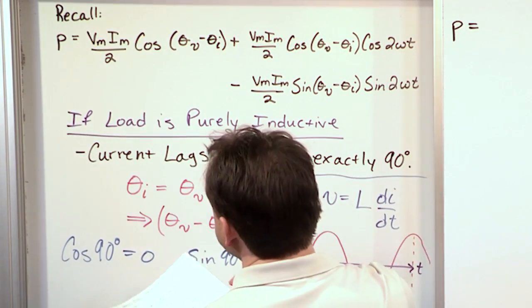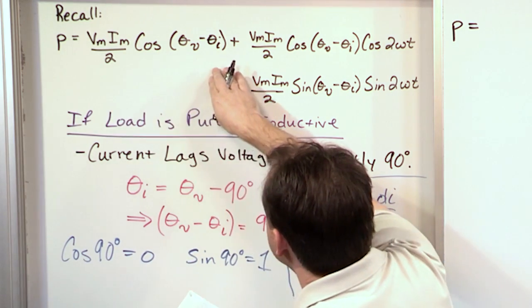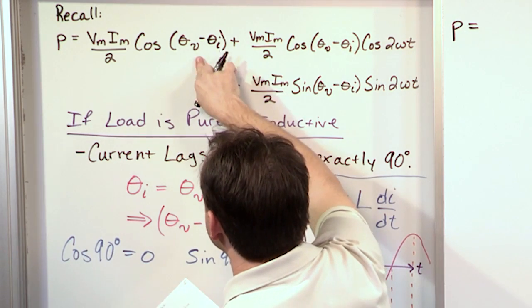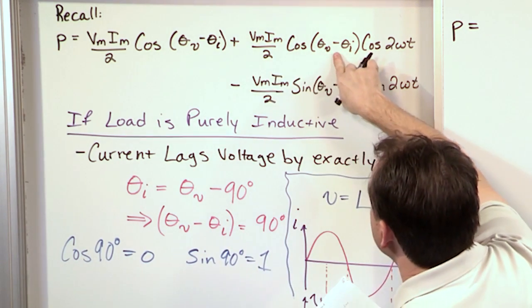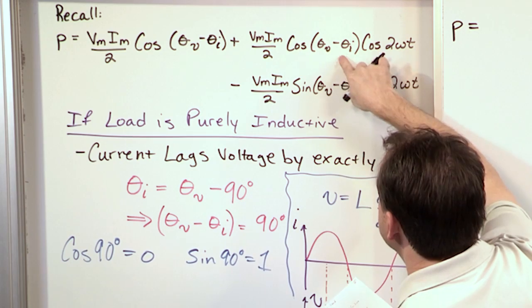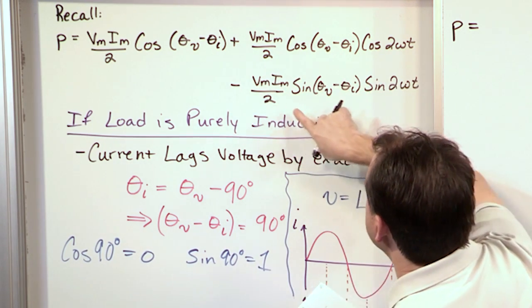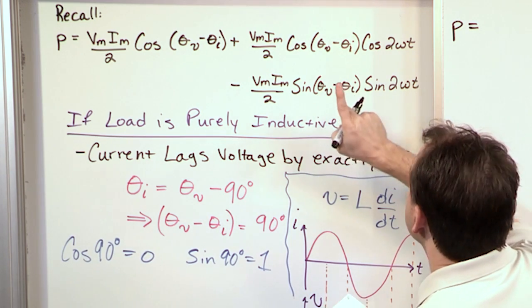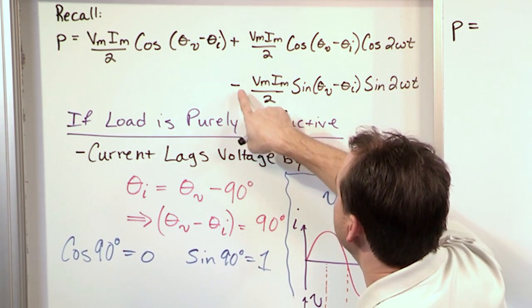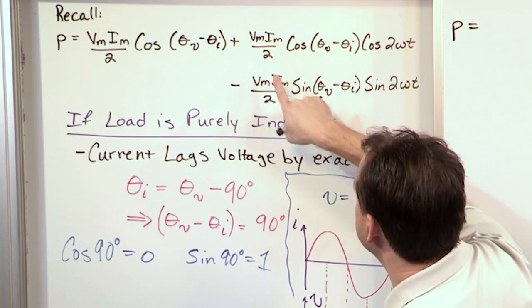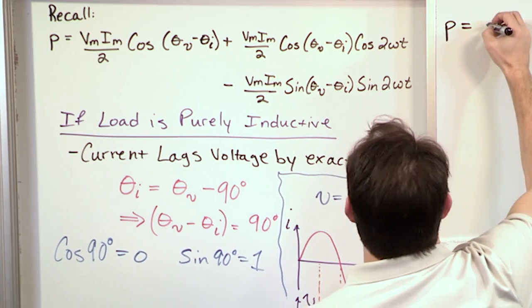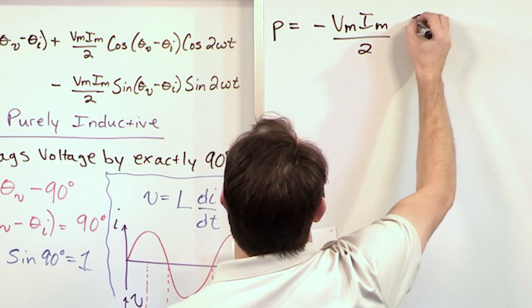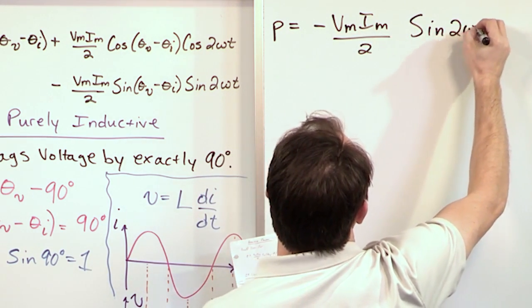What we have, this first term is going to actually disappear because it'll be cosine of 90 degrees, which is 0. So this disappears. Here's a cosine of 90 degrees, so this disappears too. So the only term that we have is this term, but notice we have sine of 90 degrees. Sine of 90 degrees is 1. So the only thing in this instantaneous power is the negative, these coefficients here, and then this guy at the end. So what you have is negative Vm Im over 2 times the sine of 2 times omega t.